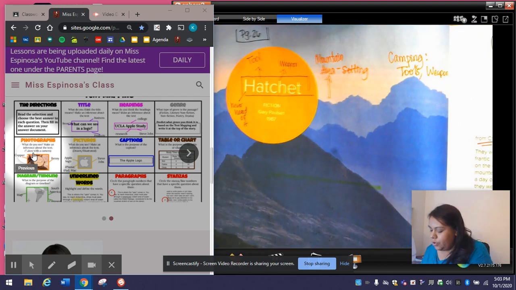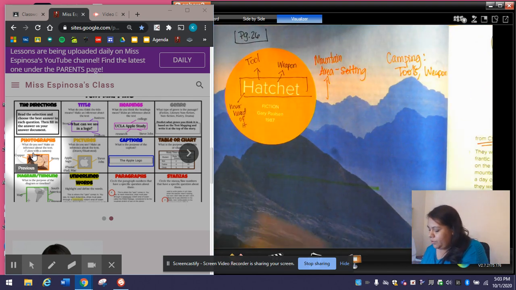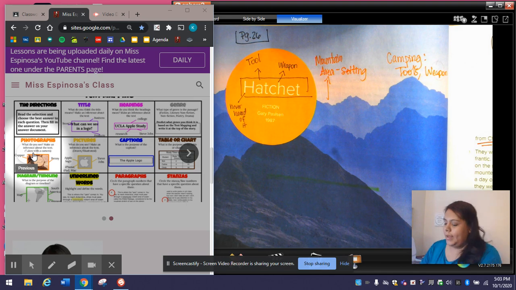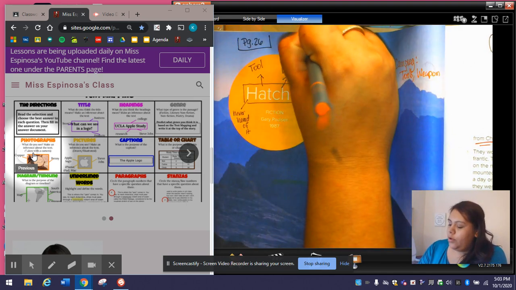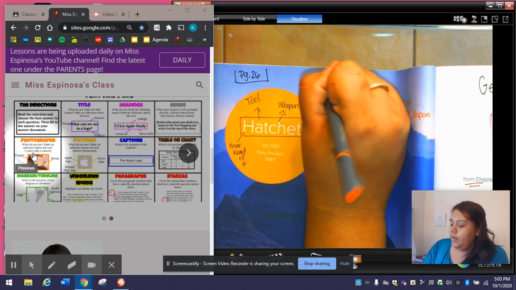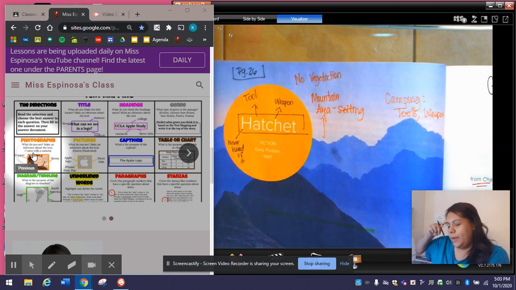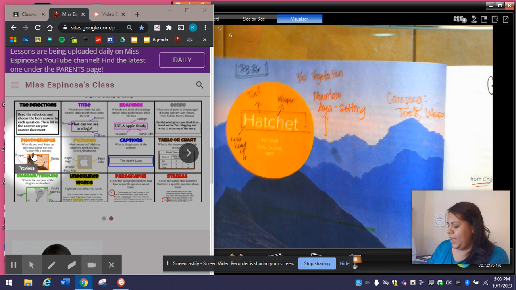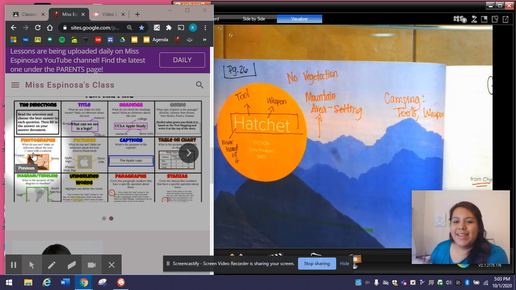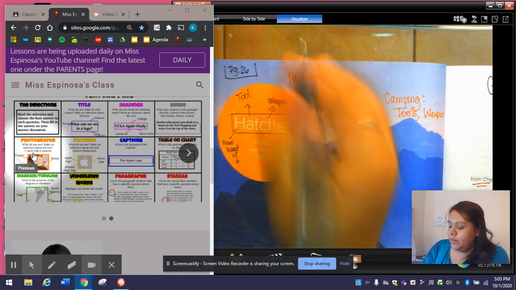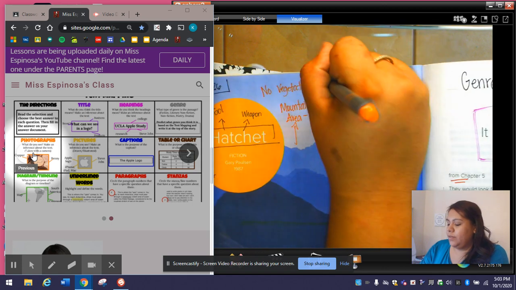I see that there's not really any trees. There's no vegetation. So I can say no vegetation. And using my prior experiences, I know that if I'm heading up a mountain, there's less air, so it's harder to breathe. So maybe a difficult trip.